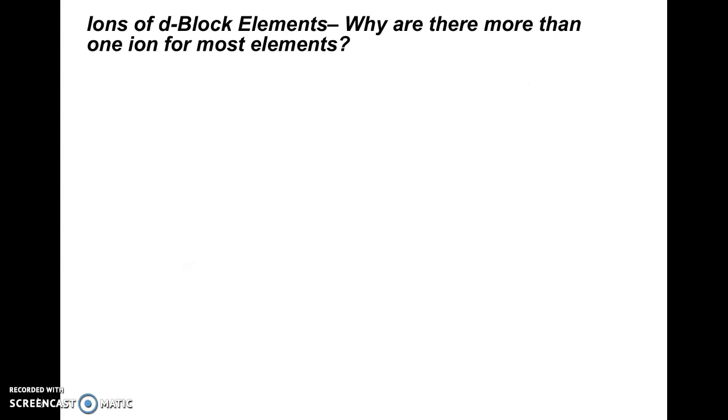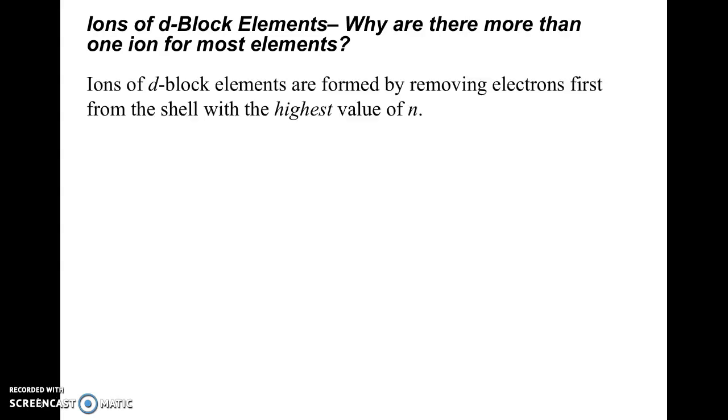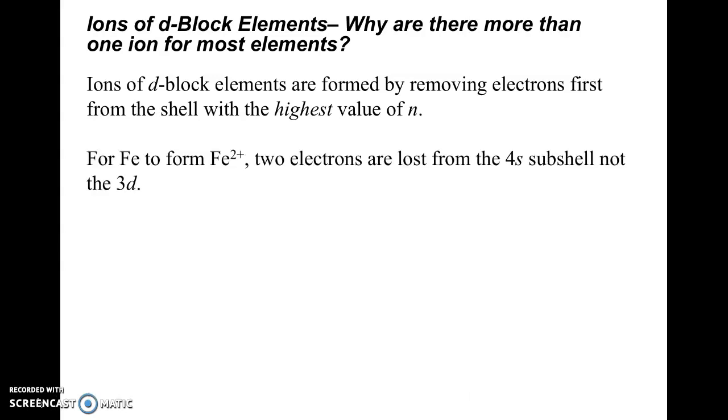All right, so what about D block elements? These are what we call the transition elements. Why do they form more than one ion? Well, the way most ions are formed for the transition metals is you take off the electrons from the highest value of n, so they are the largest s orbitals, and then you can start taking off p electrons.